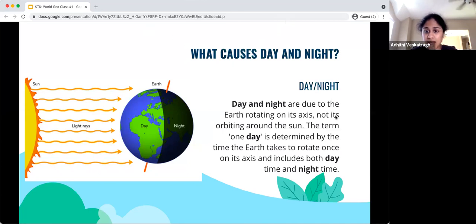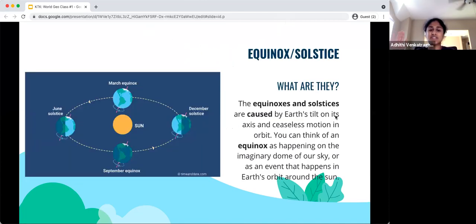Okay. And equinoxes and solstices. Now this might be a little less familiar than day and night. So equinoxes and solstices are caused by Earth's tilt on its axis and its motion in orbit. An equinox is sort of happening on the imaginary dome of our sky, or is an event that happens in the Earth's orbit around the sun.